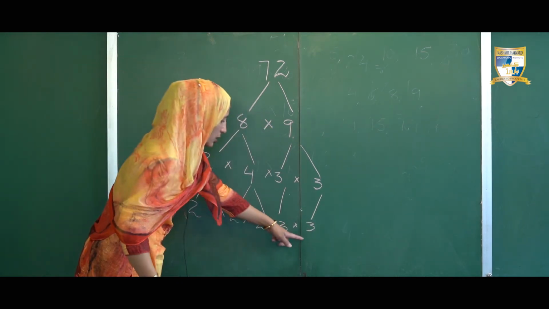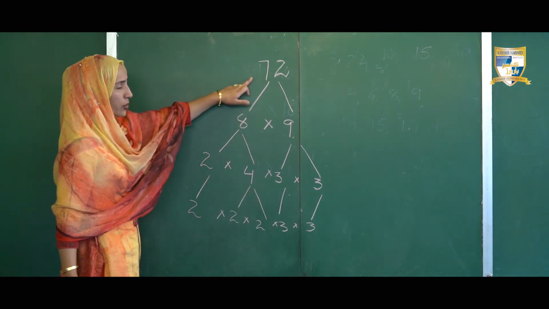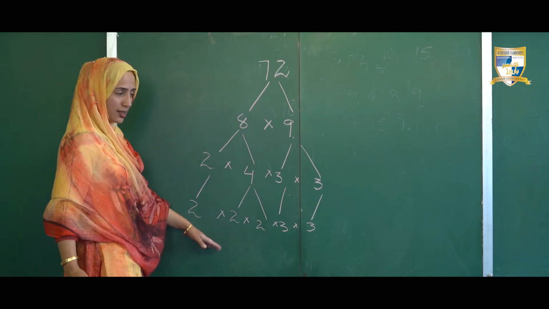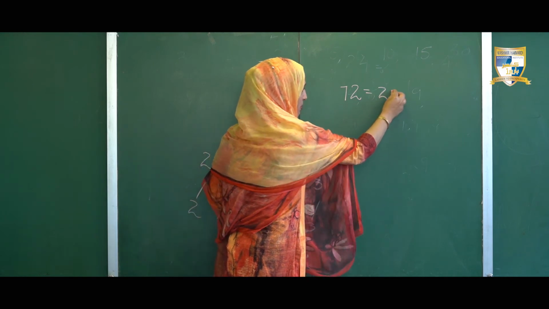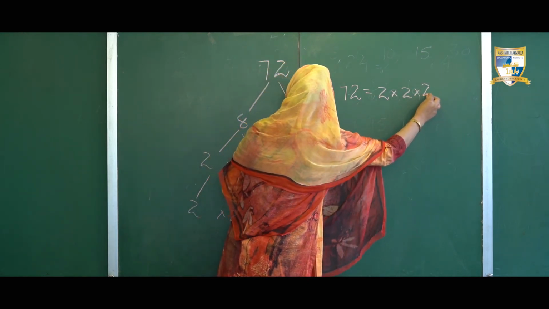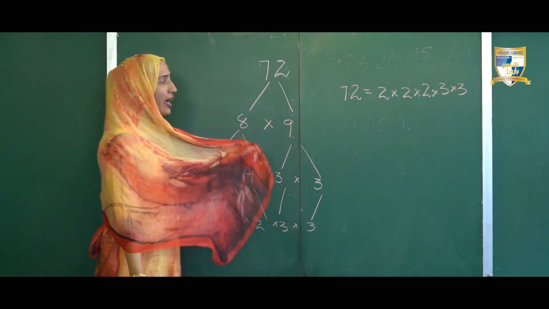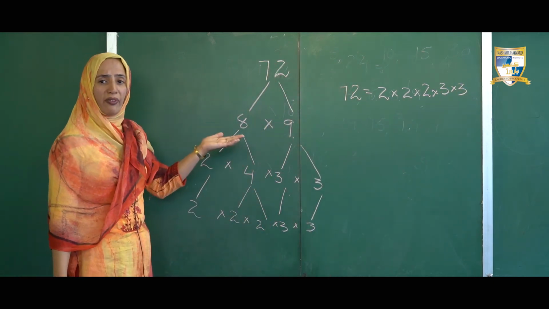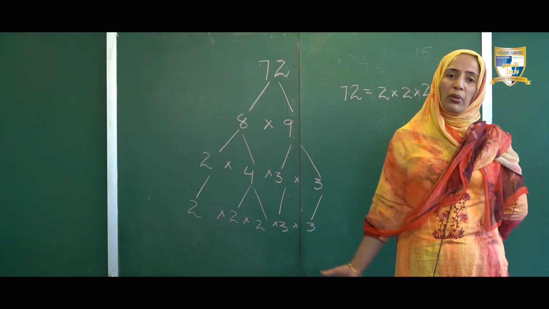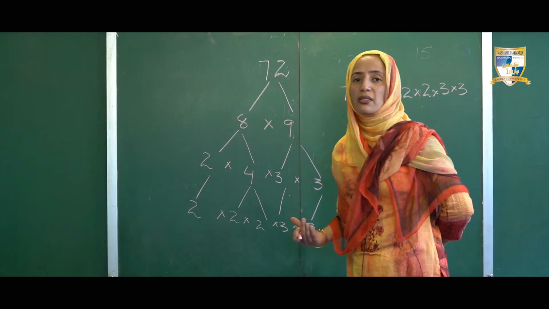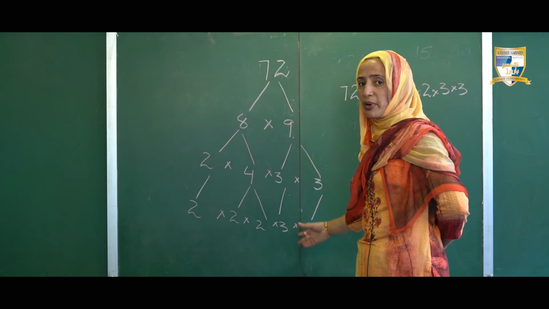Here you can observe the bottom line is full of prime numbers. So I have reduced 72 to its prime factors. So 72 can be written as 2 multiplied by 2 multiplied by 2 multiplied by 3 multiplied by 3, that is equal to 72. Here I have expressed 72 as a product of its prime factors. So students, in today's video you have learnt about prime numbers, composite numbers, prime factorization, and how to express a number as a product of its prime factors.